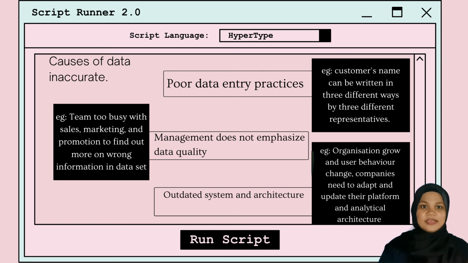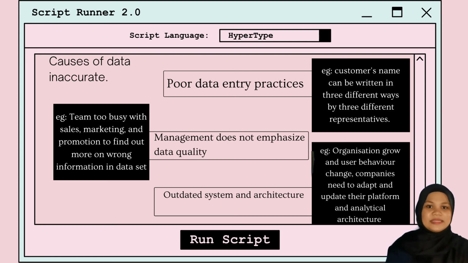Causes of data inaccuracy. First, poor data entry practice. For example, a customer's name can be written in 3 different ways by 3 different representatives. Second, management does not emphasize data quality. The team is too busy with sales, marketing, and promotion to find out more about wrong information in the dataset.